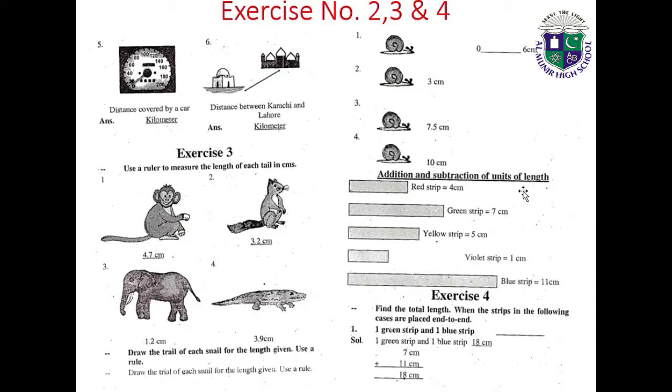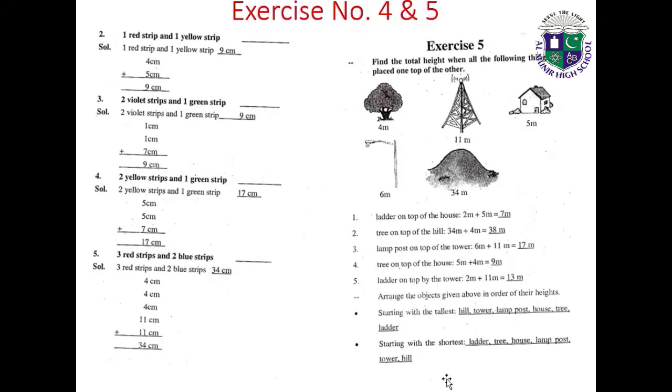Addition and subtraction of units of length. Red strip 4 centimeter, green strip 7 centimeter, yellow strip 5 centimeter, violet strip 1 centimeter, blue strip 11 centimeter. Exercise 4. Find the total length when the strips in the following cases are placed end to end. 1 green strip and 1 blue strip equal 18 centimeter. 7 plus 11. When we add these values, we get the answer. 18 centimeter is your answer.